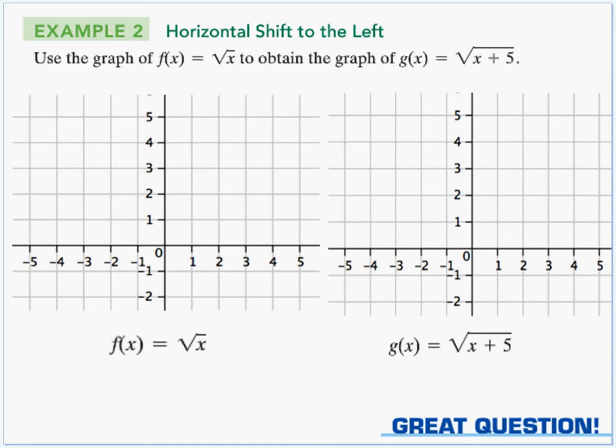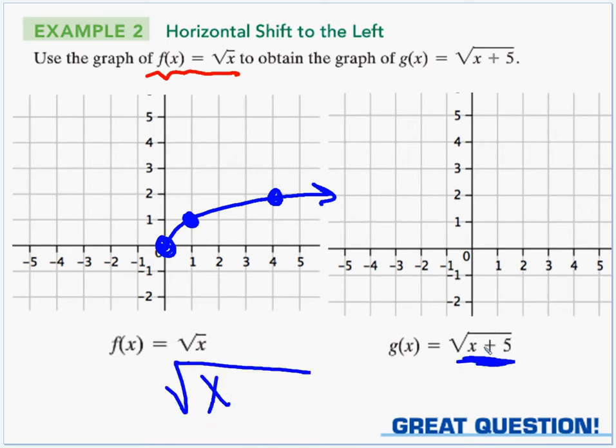Okay. Example 2. We're going to use the basic root of x graph to come up with the shift, the root of x plus 5. So let's just do the root of x graph here on the left. The root of 0 is 0, the root of 1 is 1, the square root of 4 is 2. So the graph is going to look like this, opening up to the right. Now we go from the root of x to the root of the quantity x plus 5. So that plus 5 is a shift to the left. So this dot that was at the origin is now going to be here at negative 5.